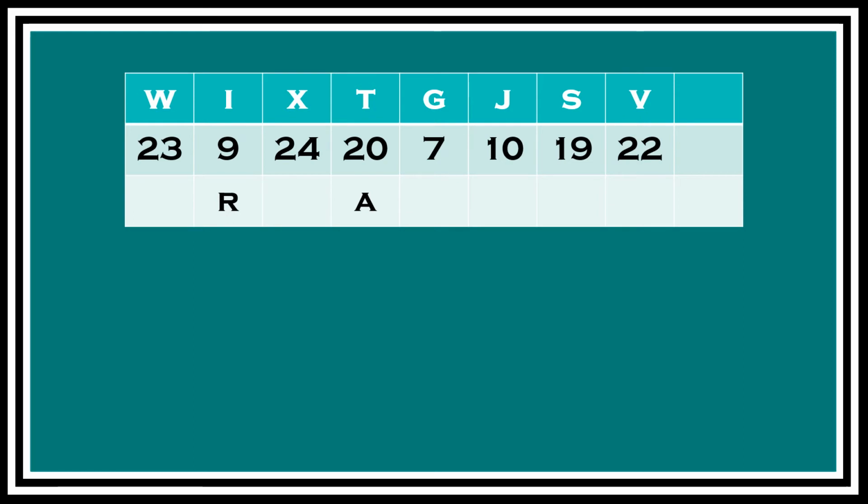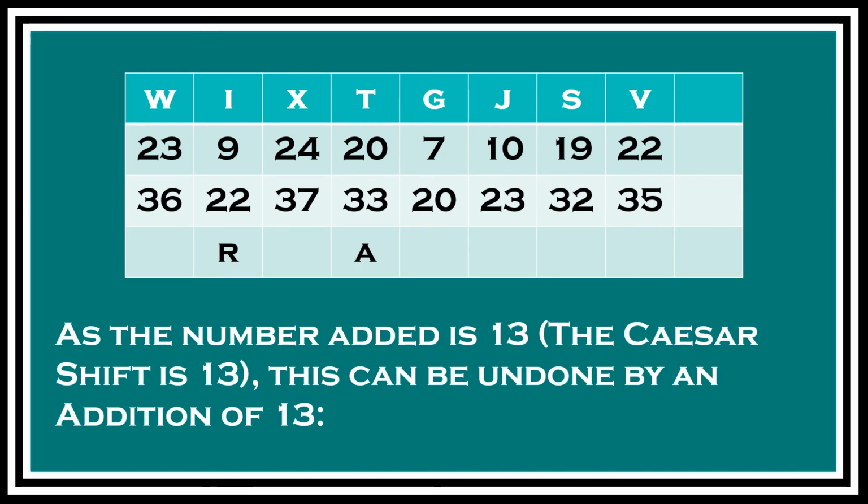So if we look at the message that we need to decode, which is WIX TGJSV. First of all, we work out each letter's position in the alphabet. Now, we've already found that the number added when encoding, which is the Caesar shift, is 13, and as 26 minus 13 is 13, that can be undone by another addition of 13. So the second row of numbers you see there is 13 more than the first row of numbers.